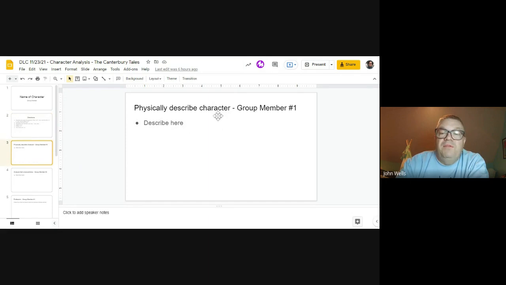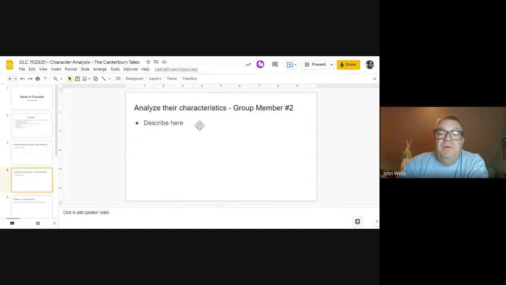Slide number 3 here. So here's where you are going to describe physically the character. What do they look like? What are they wearing? What are they carrying? All those kinds of things, the physical stuff. When we look over, what would we be seeing? Now you'll notice it says group member number one. That's because most of the slides have been designated for one person or the other to do. So person number one, that's what you'll be doing. So you'll need to designate who will be which person.